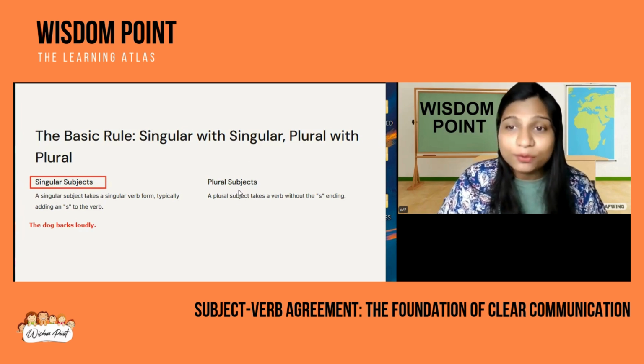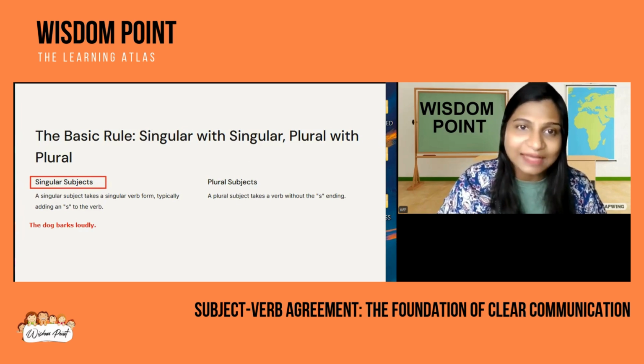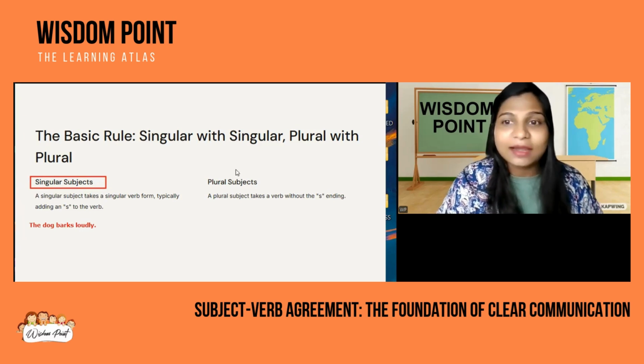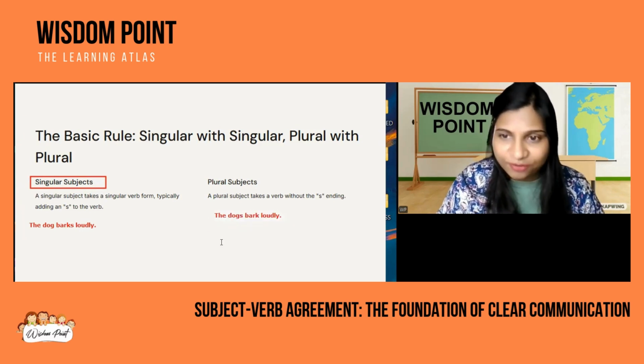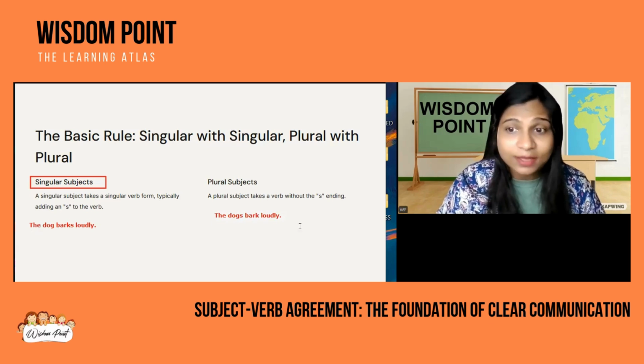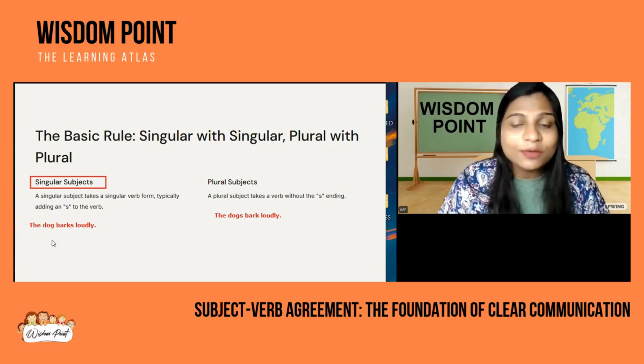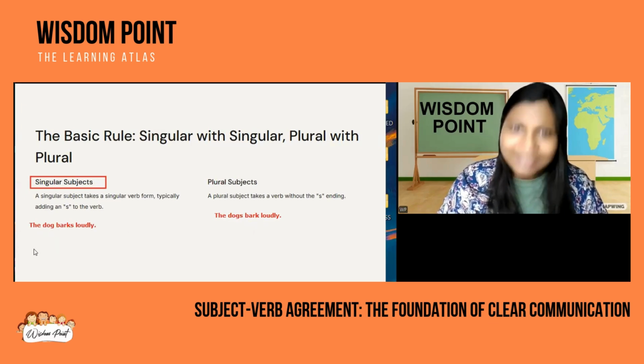Now, if you have a plural subject, you will have a plural verb as well. Now here, the dogs bark loudly. Now just check out the difference. Here, dog, I'm talking about one dog. Here, I'm talking about more than one dog. So if you have S in your verb, it is going to be a singular subject. And if you have S in your noun, that means it is a plural subject. So when you add S in a noun, it becomes plural. But when you add S in a verb, it becomes singular. So it's an opposite theory. I hope you understood that.